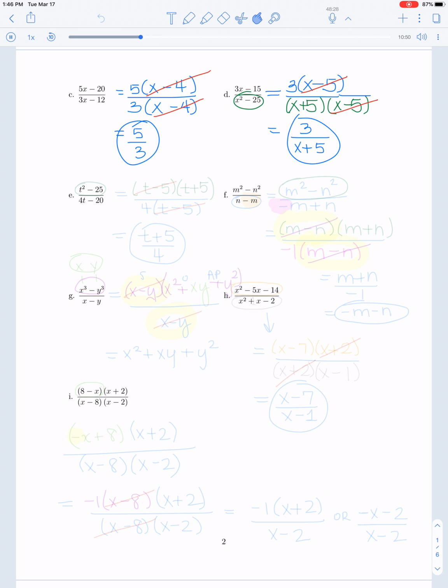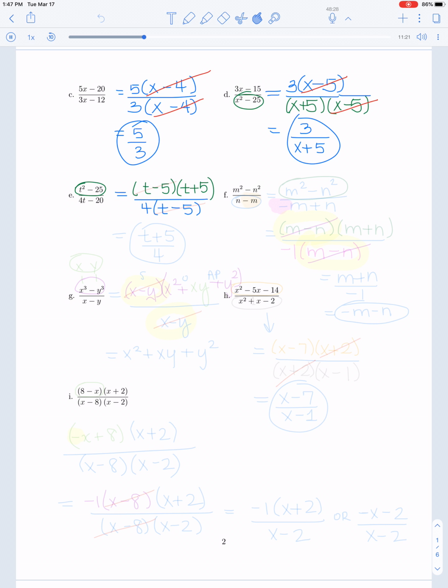On problem E, again, we need to factor. So looking at the top, we can quickly notice that again we have a difference of 2 squares, which is going to factor out as t minus 5 and a t plus 5. Remember, order does not matter here as to which comes first and which comes second. On the denominator, we can factor out a factor of 4, which will leave us with t minus 5.